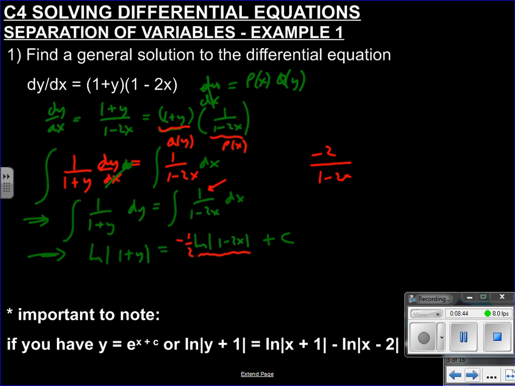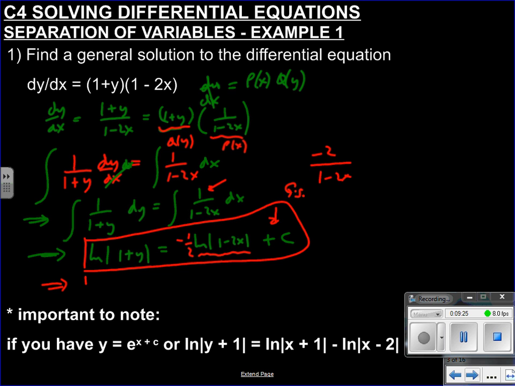Now, this is absolutely fine as a solution, except sometimes it may want stuff in the form of y equals. It looks horrible, doesn't it? How can I put that in y equals if I've got a plus c here, especially which isn't in ln form? Well, remember, this is your general solution at the moment, because you have an unknown. So this is a general solution. There's a c in it. C can be any constant, can't it?